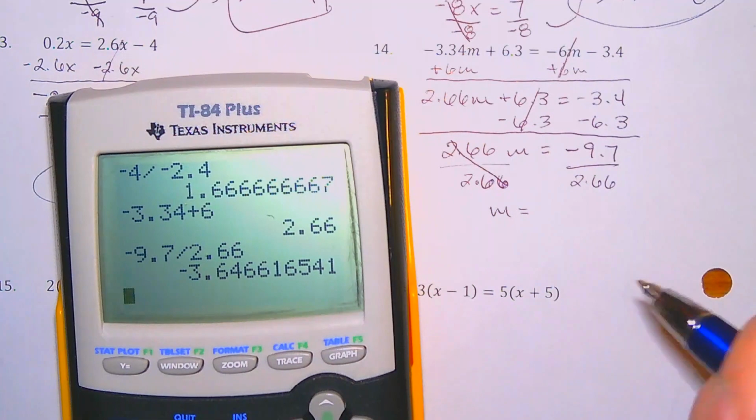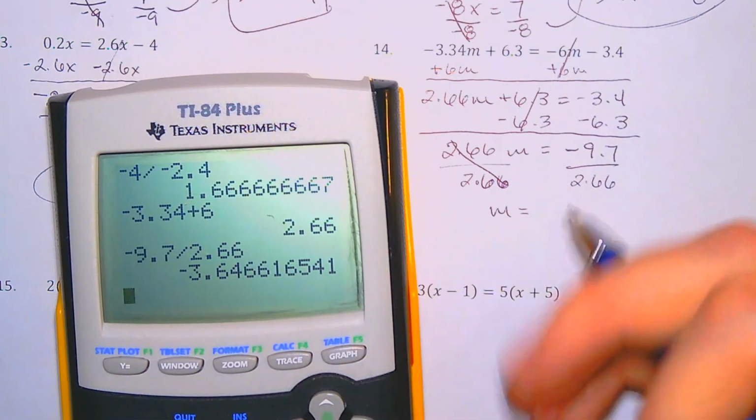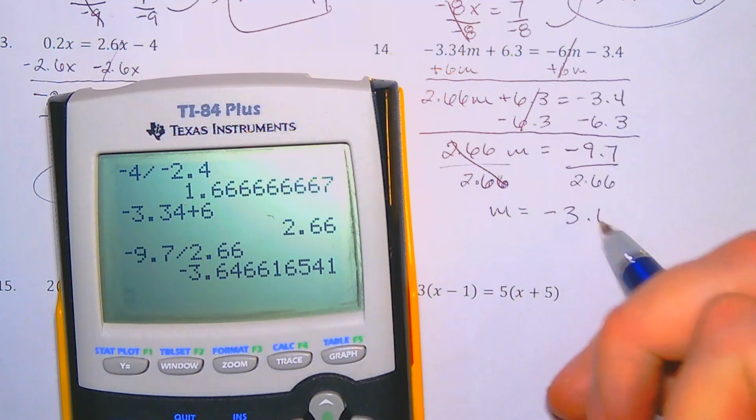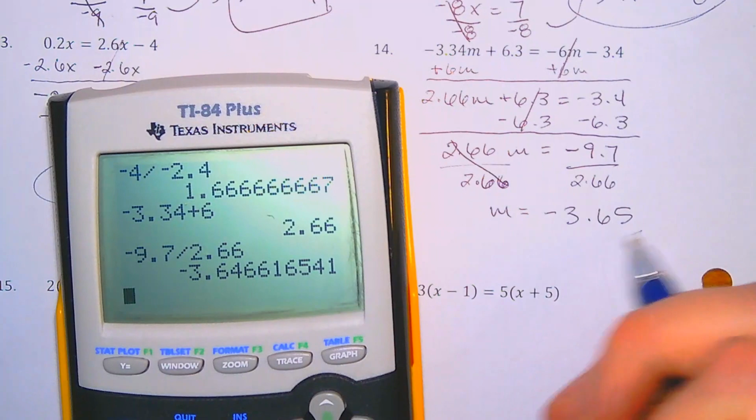What you're going to want to do is round to the nearest hundredth place whenever you have one of these long decimals like this. So I'm just going to put negative 3.65, and then the 6 rounds up to 5. Okay, and that's your answer.